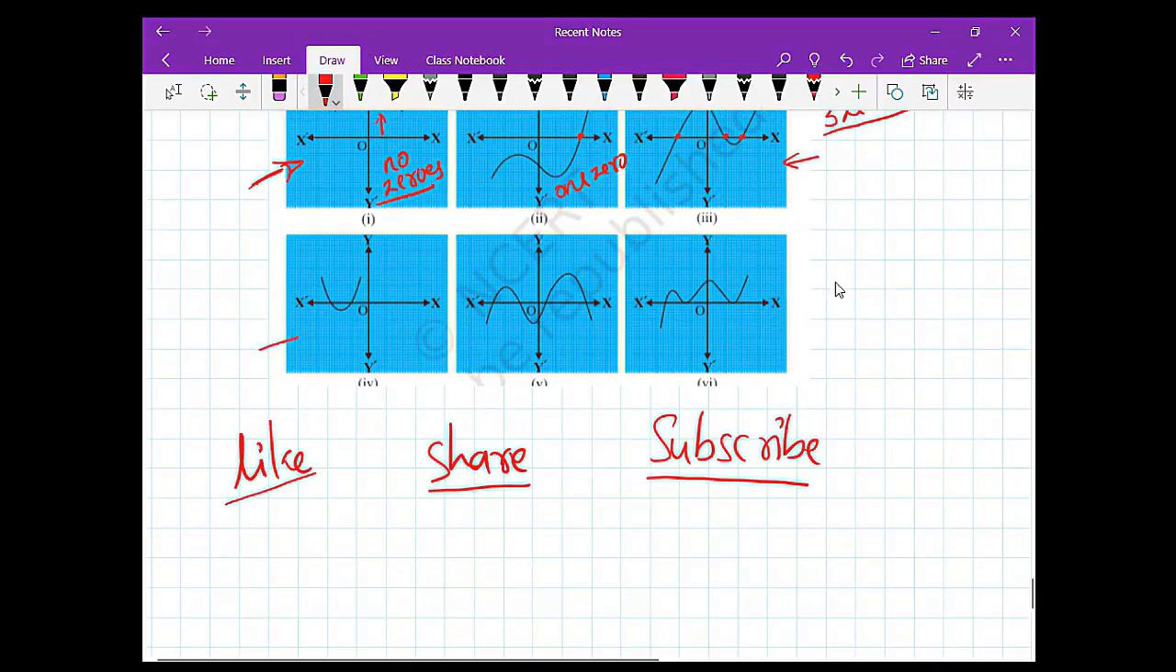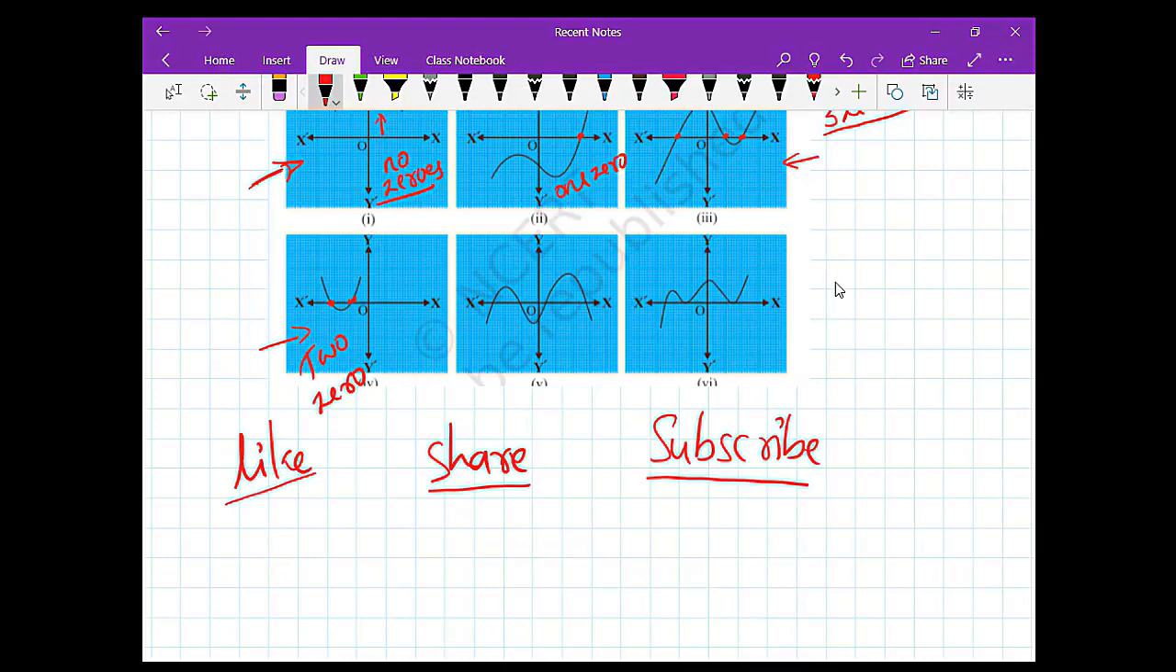See in the next, fourth graph, this is a parabola curve, which means a quadratic polynomial curve, and the curve is intersecting the x-axis at 2 points. It means two zeros are there. See, maths is very interesting. Don't get confused. Learn it clearly. Here I am teaching for your understanding. Okay.